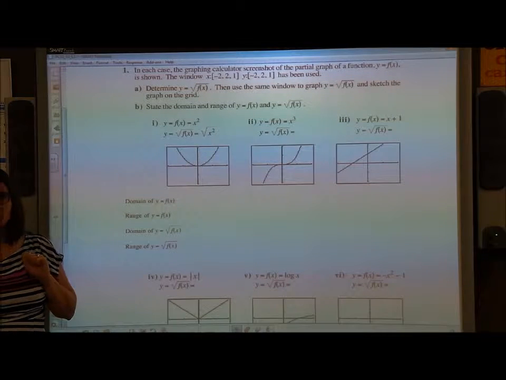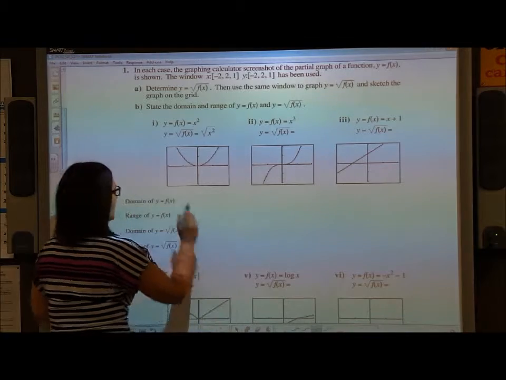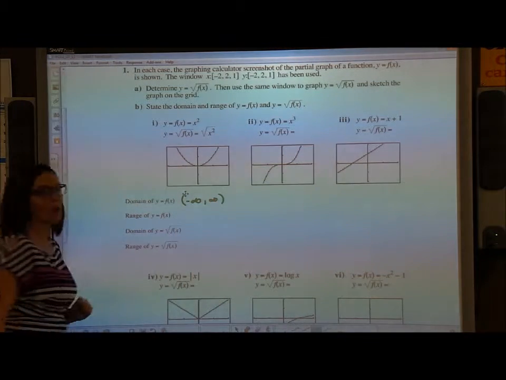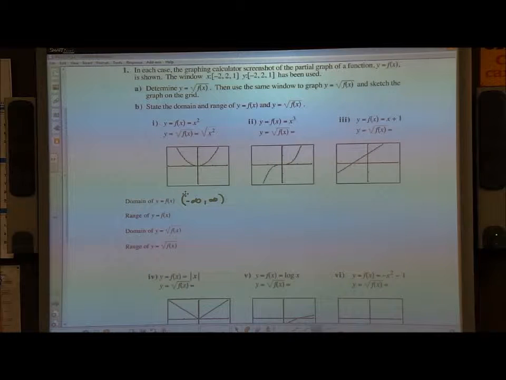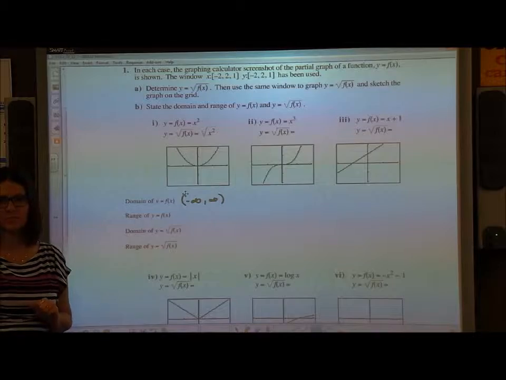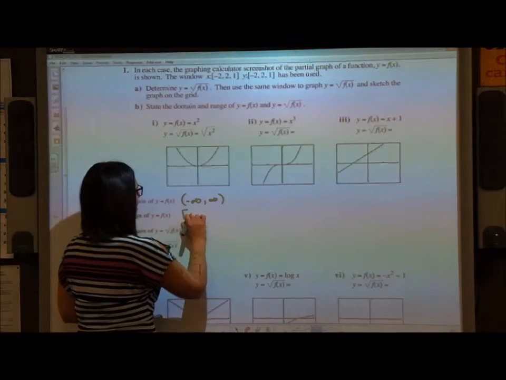Negative infinity to positive infinity. What is the range, the possible y values? Zero to infinity, and it can include 0.